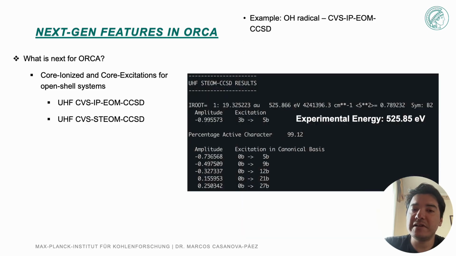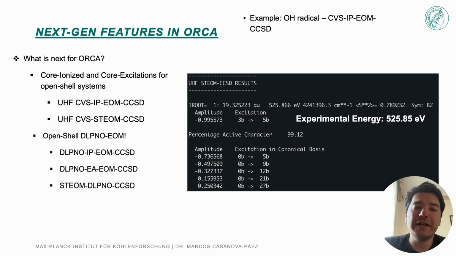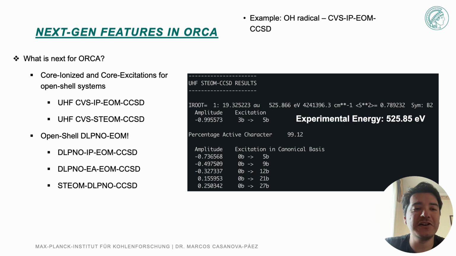And here you can see the results for the similarity transform equation of motion CCSD. And here you can see that the excitation energy by using this similarity transform equation of motion CCSD is almost identical to the experimental energy as provided here in the reference. Also, you can expect soon the open shell versions of the DLPNO equation of motion methods. And this is going to include the DLPNO IP equation of motion CCSD, DLPNO EA equation of motion CCSD, and of course the DLPNO version of the similarity transform equation of motion CCSD.